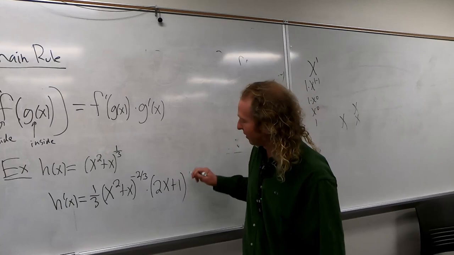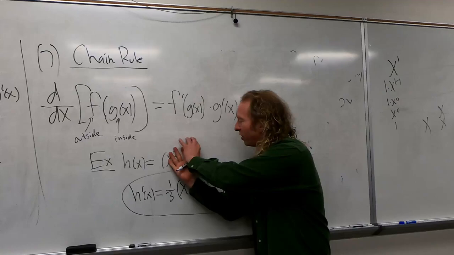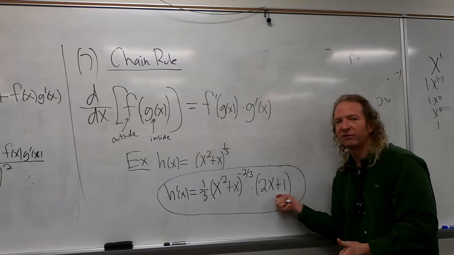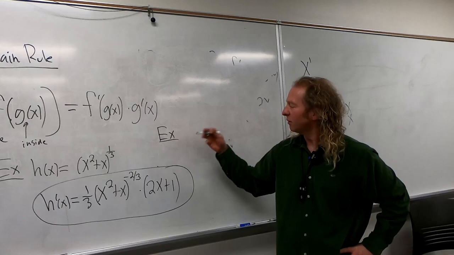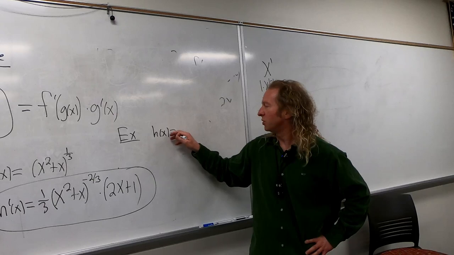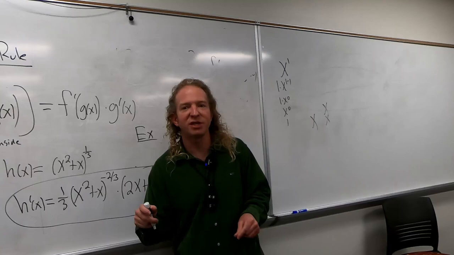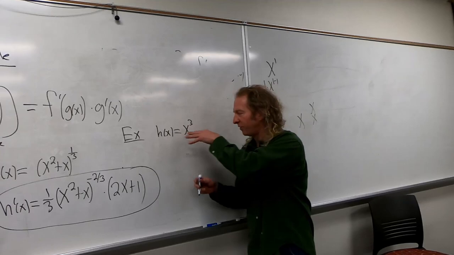So this is your inside. Your outside is the x to the 1/3. You bring the 1/3 down, subtract 1, then you multiply by the derivative of the inside. So that's the chain rule. Just to make the point, you're always using the chain rule. Let's say you have h of x equals x cubed. We're going to talk about this on Monday, not Wednesday, when we do implicit differentiation. That's a really difficult concept for people to understand, and so thinking of things this way will help later.